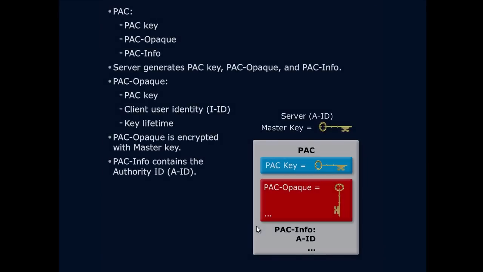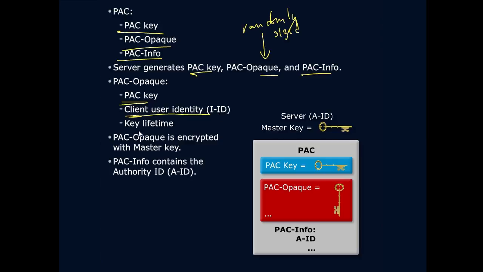We're going to start out with PAC creation. How does this come forth? Well, first we have a PAC key, and there's a PAC opaque and PAC info. The server generates the PAC key, the PAC opaque, and the PAC info. The PAC opaque is a number, and it can be randomly sized. The PAC opaque contains the PAC key. It also contains the client user identity and the key lifetime.